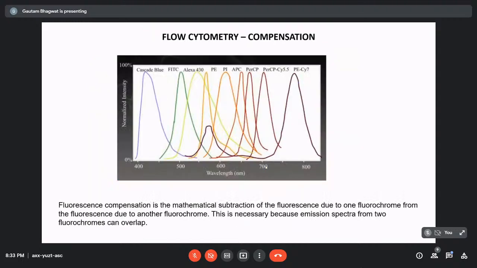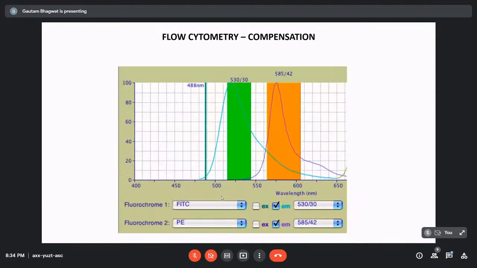But with these advances come some challenges, and there is a compensation issue. Again, I will not go into the details of compensation. I'll just say that, for example, this is a FITC channel and this is a PE channel. You see that there is a spectral overlap. So my FITC is going to hit the PE channel also. So I am going to get FITC signal not only from the FITC detector, but also from the PE detector. But I don't want it from the PE detector.